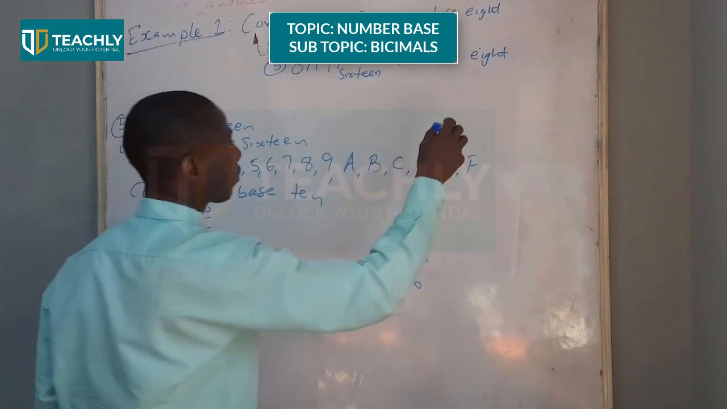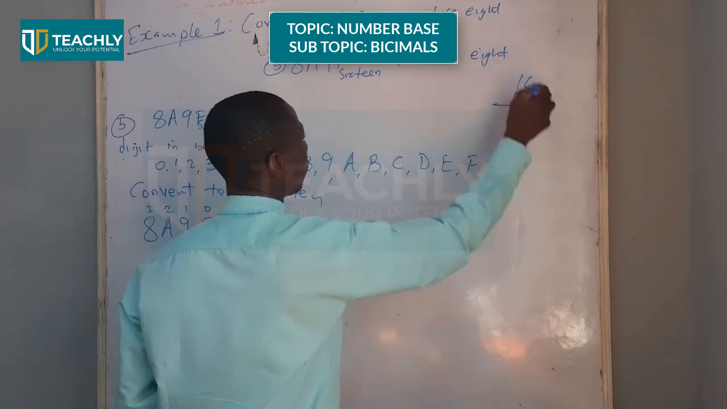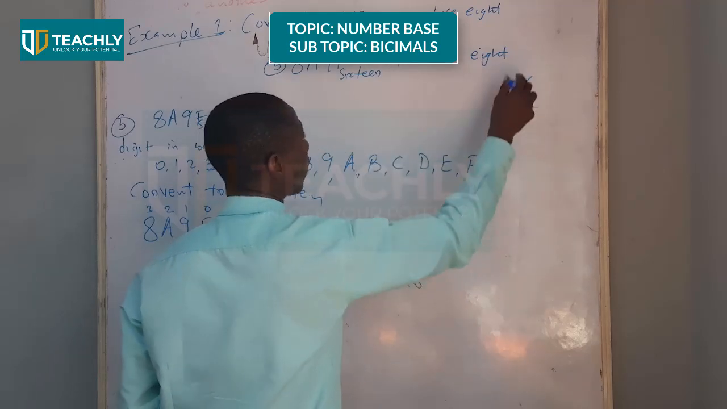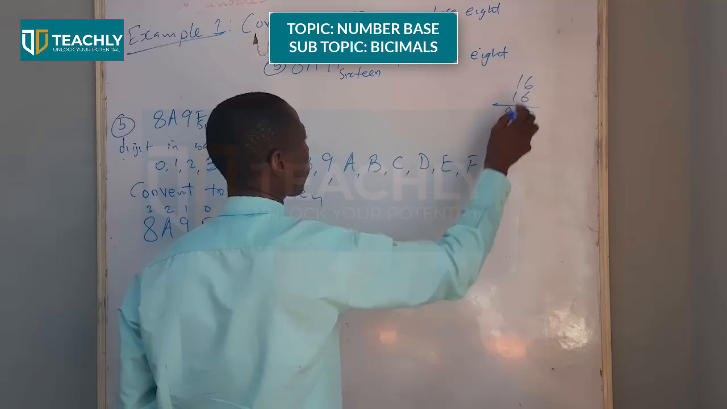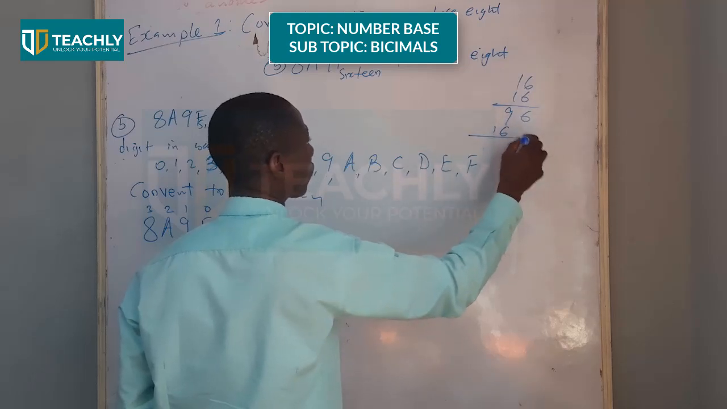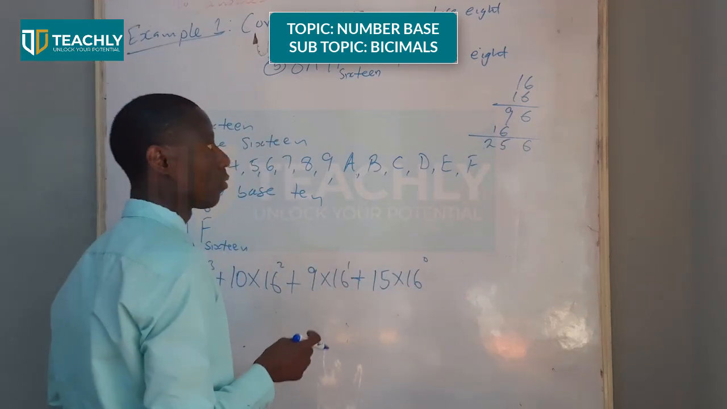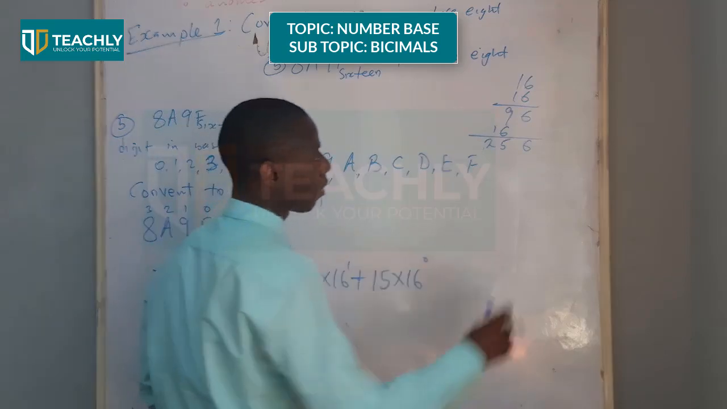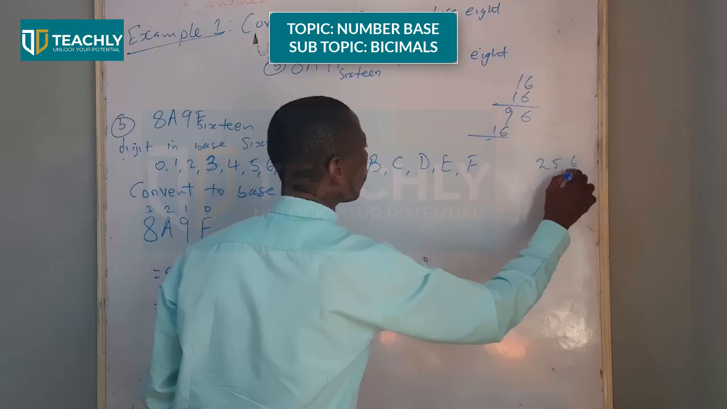Let's look at 16 raised to the power 3. 16 times 16: 6 times 6, 36; 6 times 1, 6, that is 9; 1 times 6, 6; 1 times 1, 1. That is 256. So we have 256 times another 16.